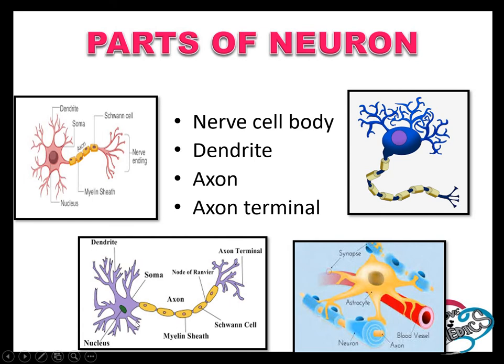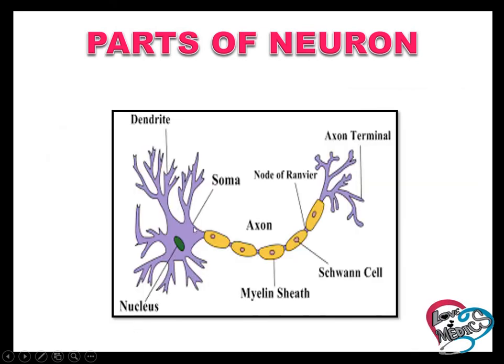Nerve cell body, dendrites, axon and axon terminal. Look at here. This is the cell body, also called Soma. This short process is dendrites, this one is nucleus, and the long process is axon. The axon is covered by myelin sheath. The myelin sheath is made up of Schwann cells, and the gap between the myelin sheath is node of Ranvier, and the end of the neuron is axon terminal.